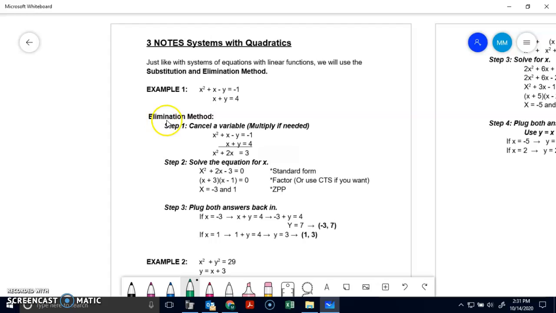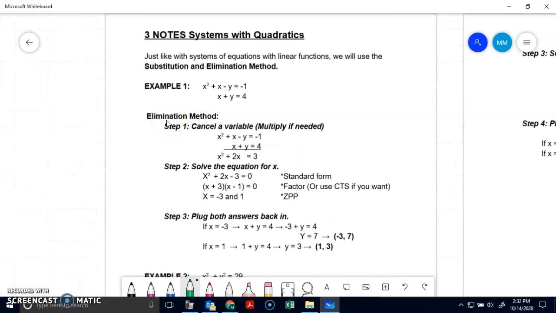Talking about solving systems with quadratics. We talked a lot about solving systems. We're going to do it this time with quadratics, which means there are x squareds, maybe even y squareds in the equations. We're going to be using both substitution and elimination methods.